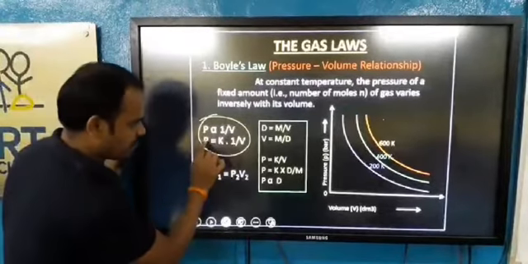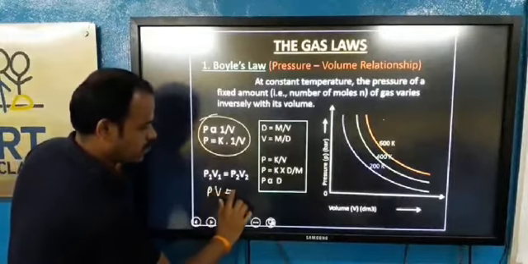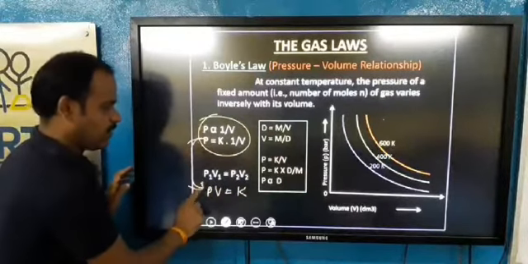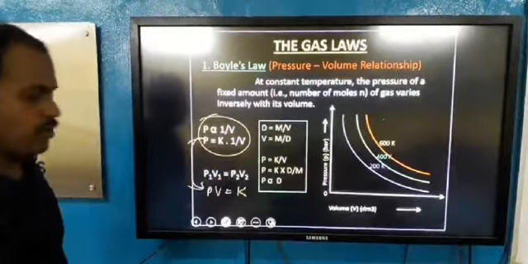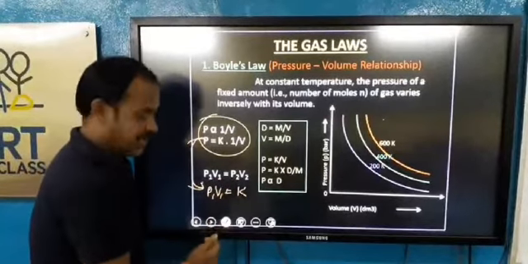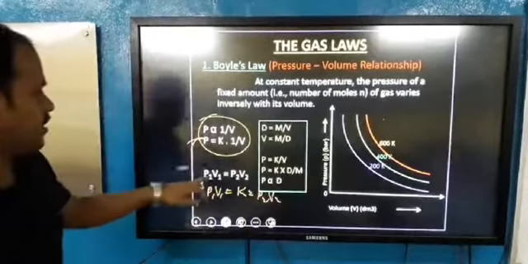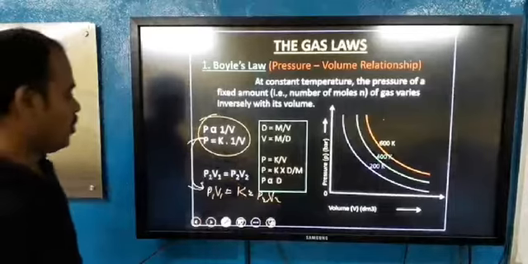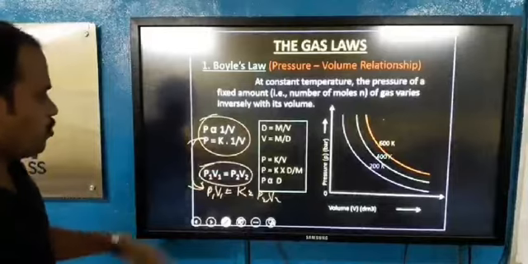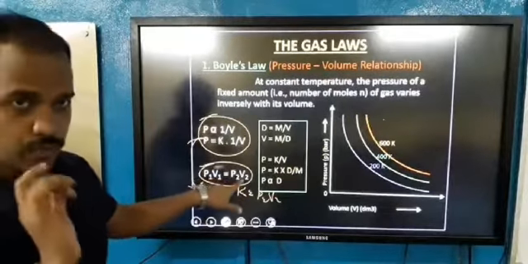From here you can see P into V, PV is equal to K. Okay, PV is equal to K. So initially P1 V1 is equal to K. Since K is a constant, K will be equal to P2 V2. So here we can write P1 V1 equals P2 V2. So this expression we will use to solve numericals. So remember this relation, P1 V1 equals P2 V2.